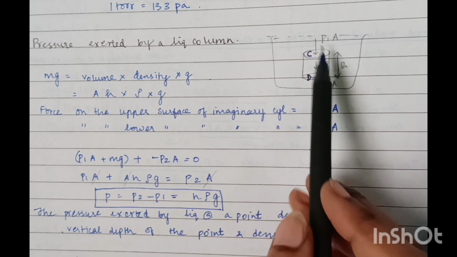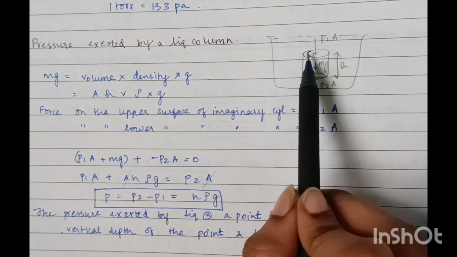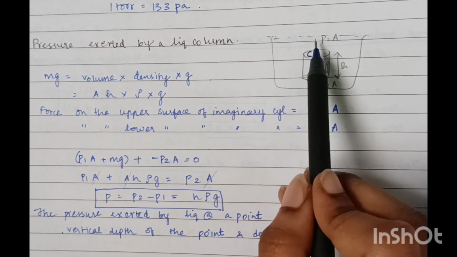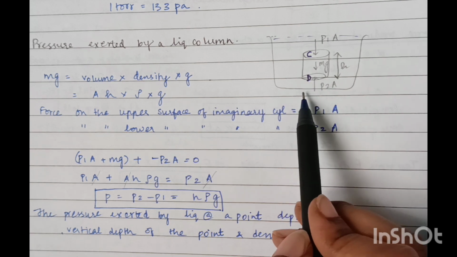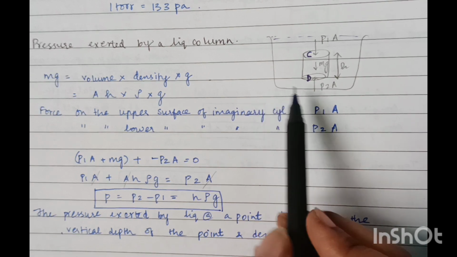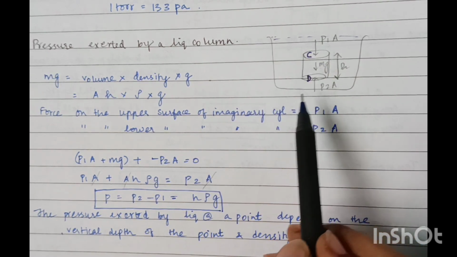Why do we write it as vertically downwards and vertically upwards? Because the force on the surface which is in contact with the liquid will be normal to the surface. So here also it is normal to the surface. So that is why we have told it like this. Yes, P1A is downwards and P2A is vertically upwards.